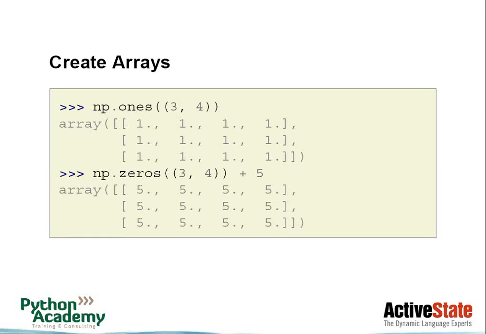And similarly, there's ones. If you'd like to have an array with ones, you just say the same thing, ones, and you get an array with ones. And also, if you'd like to initialize an array with 5s, then you just say, I want an array with zeros, and then I just add 5, and I have an array with 5s. So that's a very fast way to construct some arrays. Next slide, please.